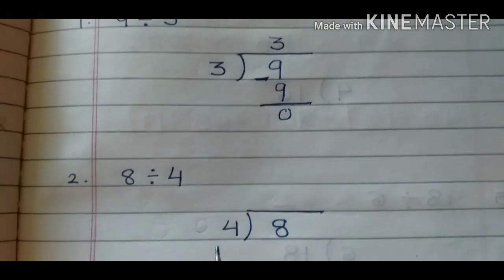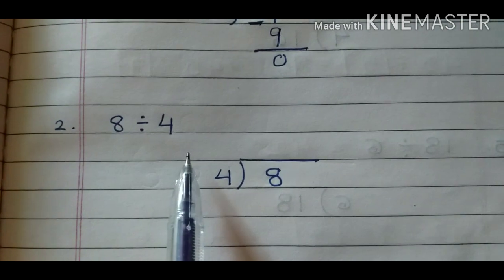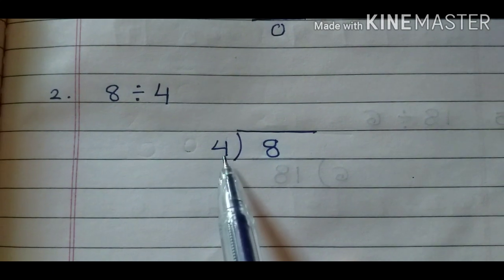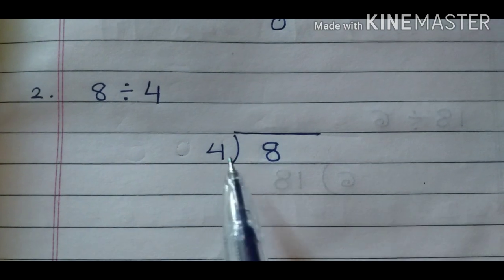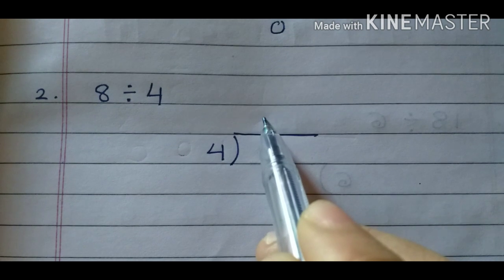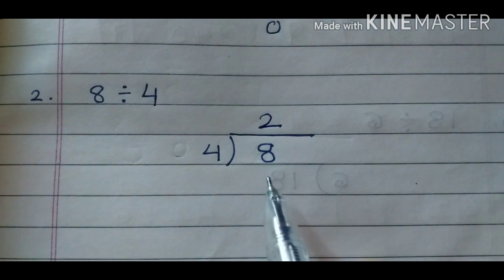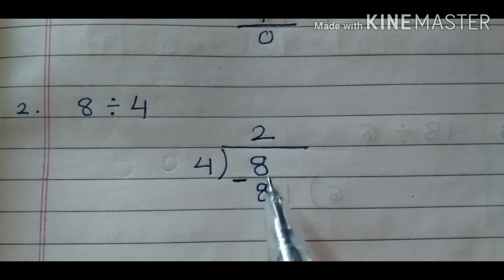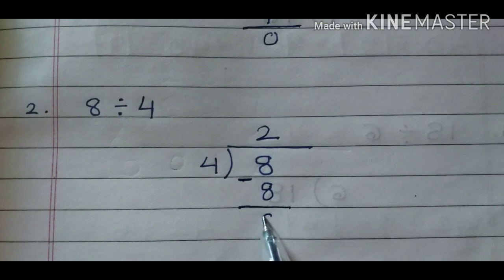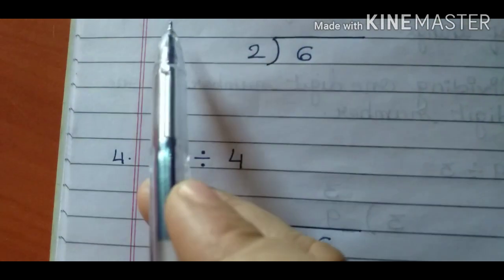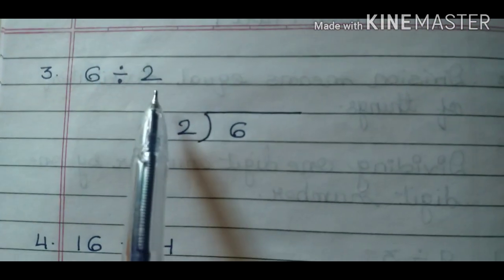The second sum is 8 divided by 4. So 8 divided by 4, we have to say the table of 4 up to 8. 4 ones are 4, 4 twos are 8. So 4 twos are 8, so 2 we have to write on the upper side and 8 we have to write downside, and we have to subtract this. So 8 minus 8 is again 0 and the answer is 2.